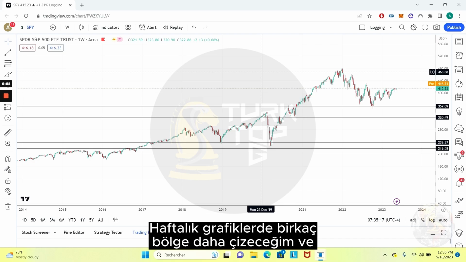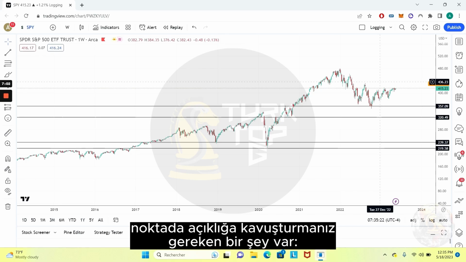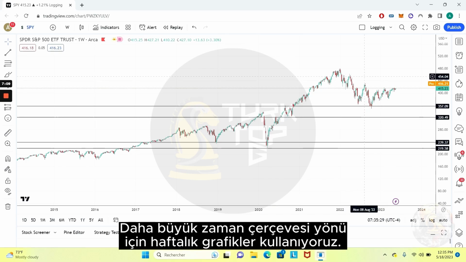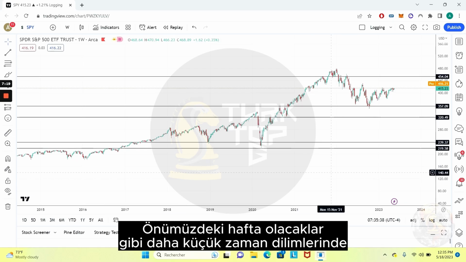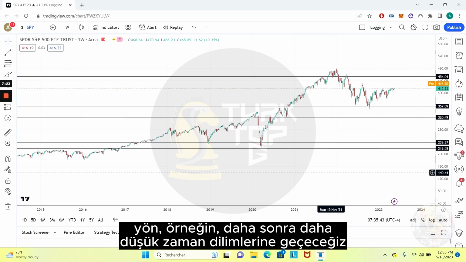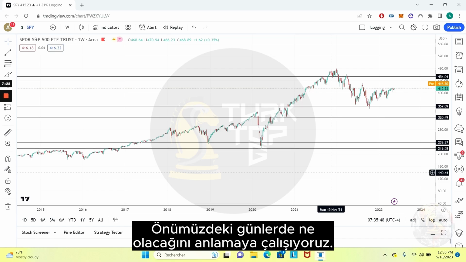Now I'm going to draw out some more zones on the weekly charts, and we will discuss the limitations of zones. One thing you should be clear by this point is we use weekly charts for larger time frame direction, right? I'm looking at direction over multiple years. If you want to look at direction in smaller time frames, like what's about to happen over the next week, for example, then we'll move to lower time frames like daily charts. For weekly charts, we are trying to figure out what's about to happen over the next few months.